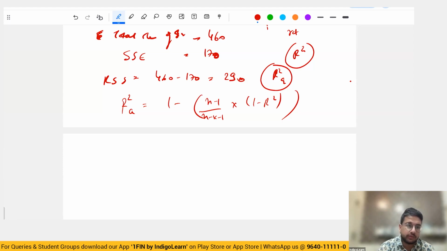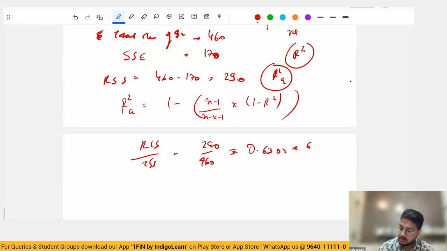Let me also solve with you. First, let's calculate R square. R square shall be pretty straightforward. You just have to divide 290 by 460, which is RSS divided by TSS. 290 divided by 460 is 0.6304.